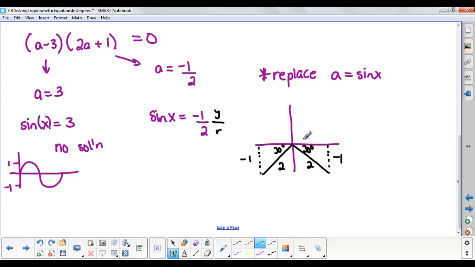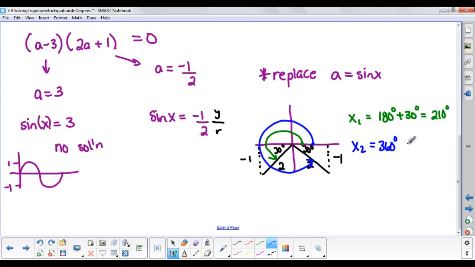So the first one, as always, we start in standard position and we rotate counterclockwise until we hit the first terminal arm. So x1 is really 180 degrees plus 30 more, which would give us 210 degrees. And then angle x2, start at standard position, rotate counterclockwise. So this blue circle almost went all the way around, but we stopped 30 degrees before that. So 330 is another possible answer.